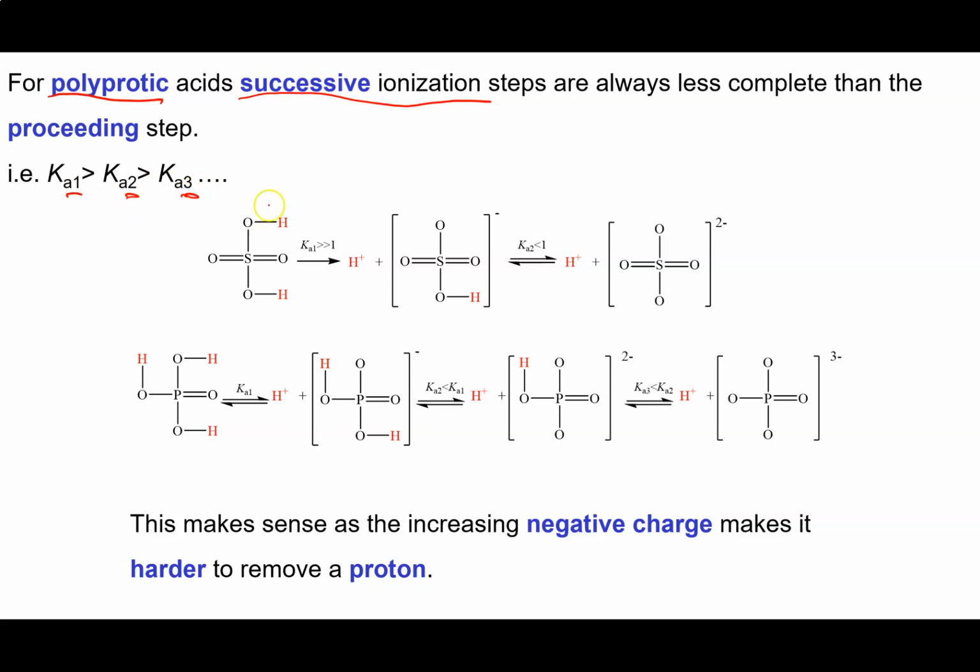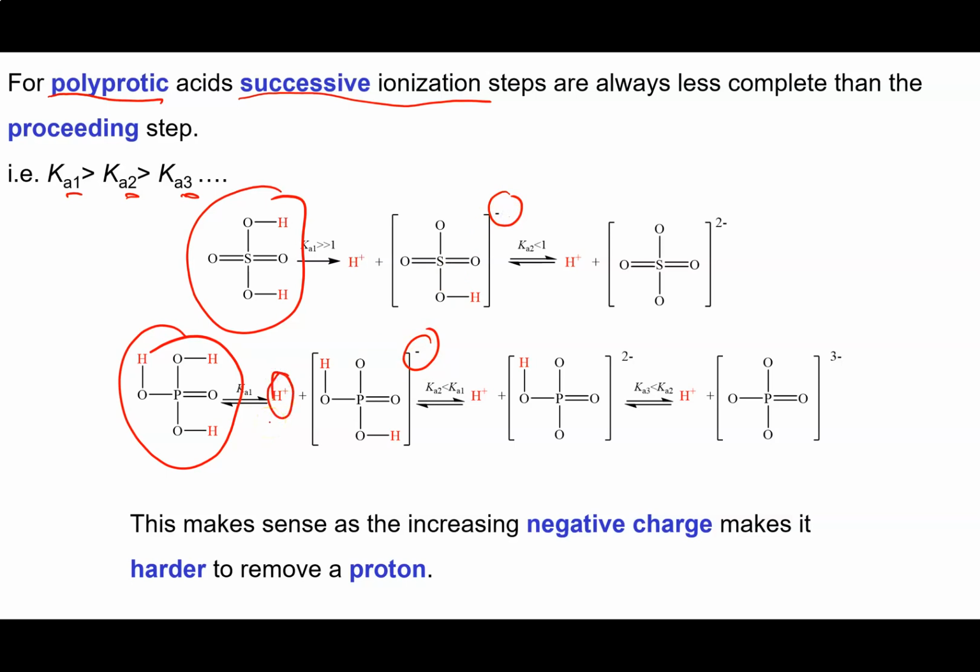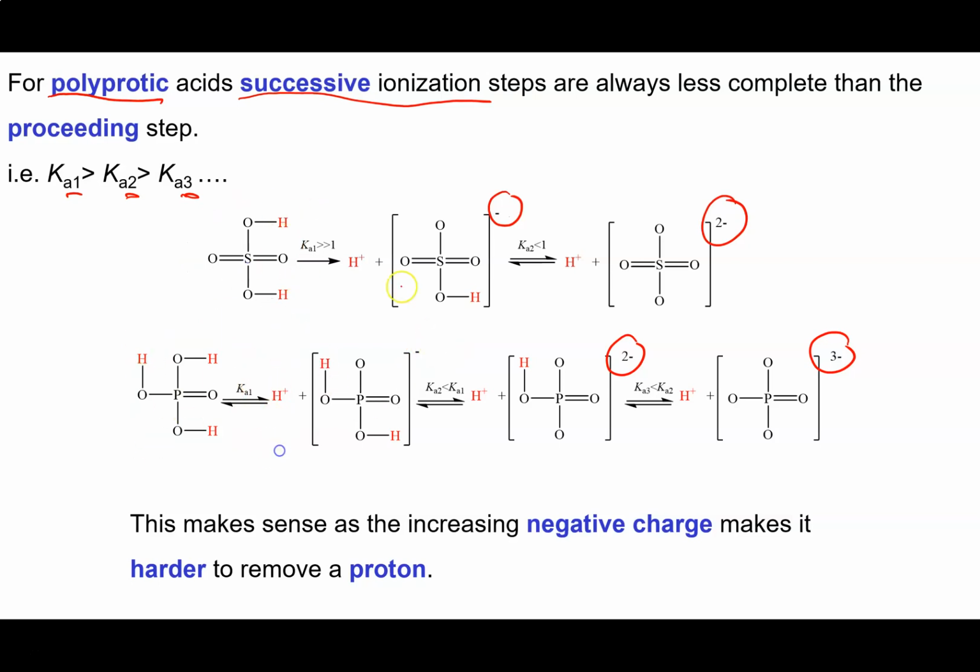And the reason is, when we lose the first proton, we're losing it from an electrically neutral species, but when it comes to losing the second proton, we're losing it from a negatively charged species, so that's going to be harder for us to lose a positive thing. And as we ionize more and more, that negative charge builds up and it becomes more and more difficult to separate off the positive proton. So that's a consistent observation that Ka2 will always be less than Ka1, and Ka3 will always be less than Ka2.